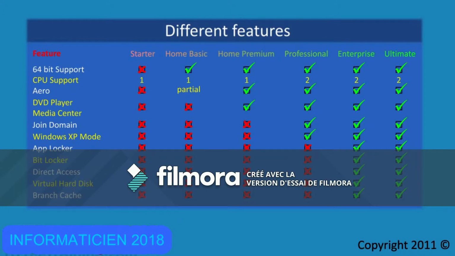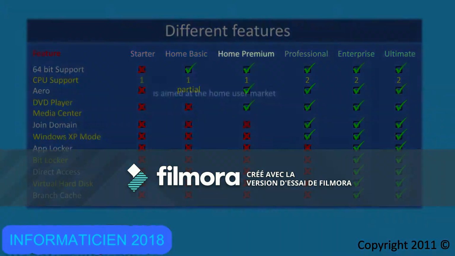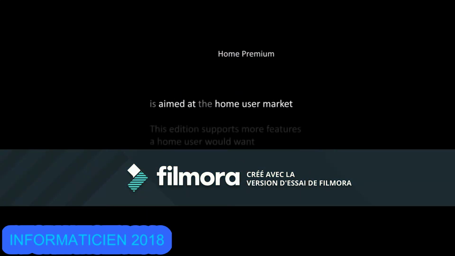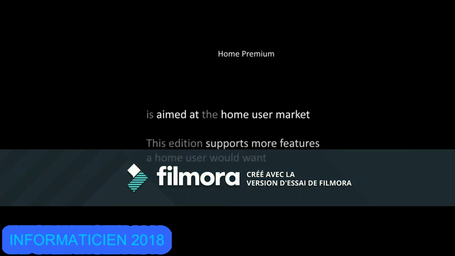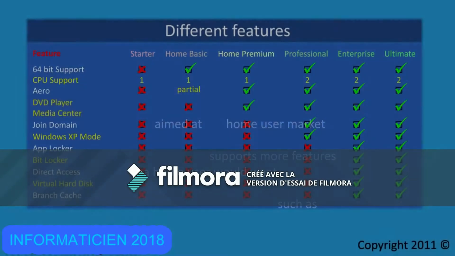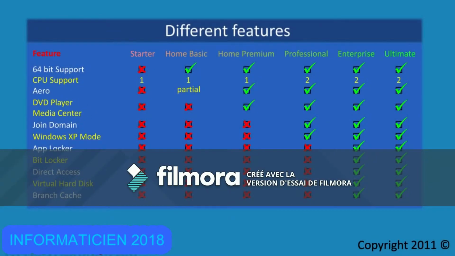The next edition is the Home Premium Edition and is aimed at the home user market. This edition supports more features a home user would want, such as DVD playback and the Media Center. Also, the Aero interface is included in this edition.